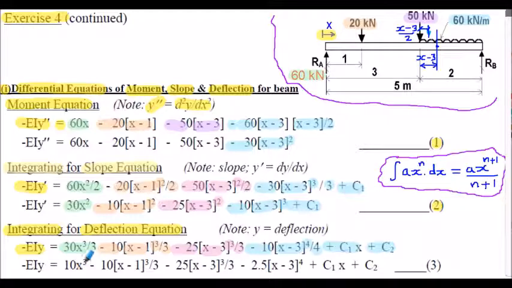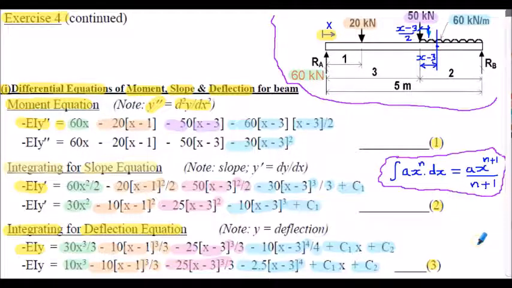Tidying up, again, 30 divided by 3 is 10, so I have 10x cubed for my first term. I'm going to leave the second term because 10 divided by 3 becomes an irrational number, so I'm going to leave that as negative 10x minus 1 all cubed upon 3. For the fourth term, I can divide 10 by 4 to get 2.5, so minus 2.5x minus 3 to the power of 4, plus my c1x, plus my c2. And that's equation 3. So now I've generated my differential equations.